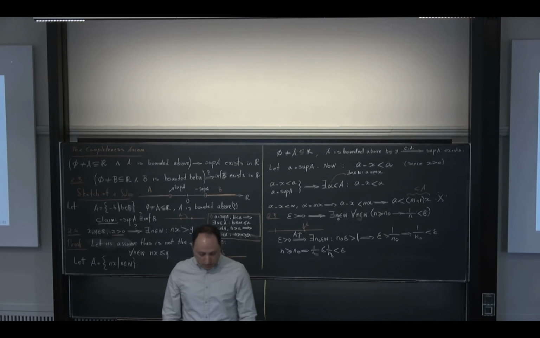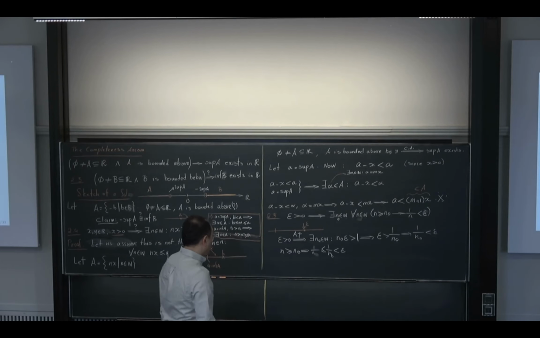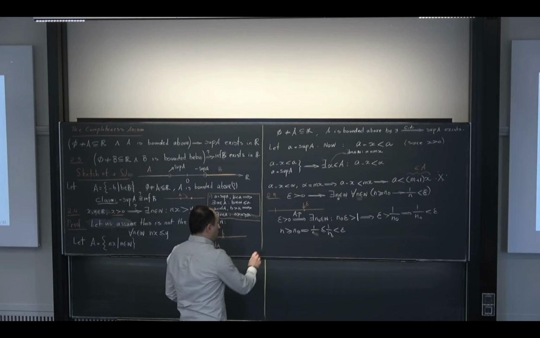So now let us go to another theorem, which is also a simple fact. You already know about that, but it is good to know. Density of rational numbers. If you give me two real numbers, one of them smaller than the other one, definitely there is at least one rational number between any two distinct real numbers. It's a very simple idea, but if you want to do it rigorously, you have to do it this way. So now 2.6.